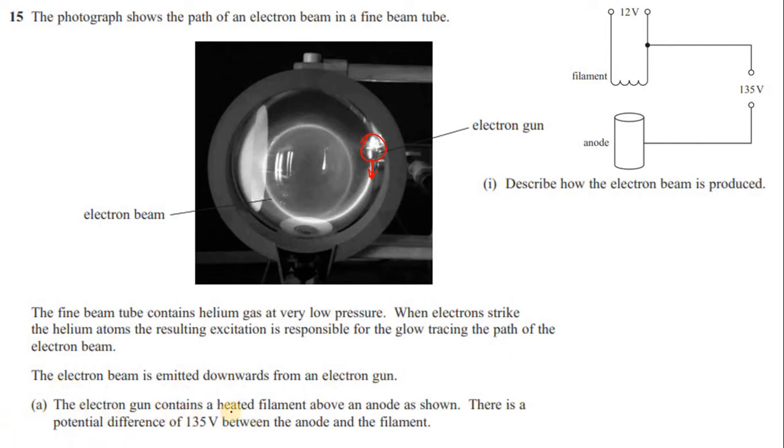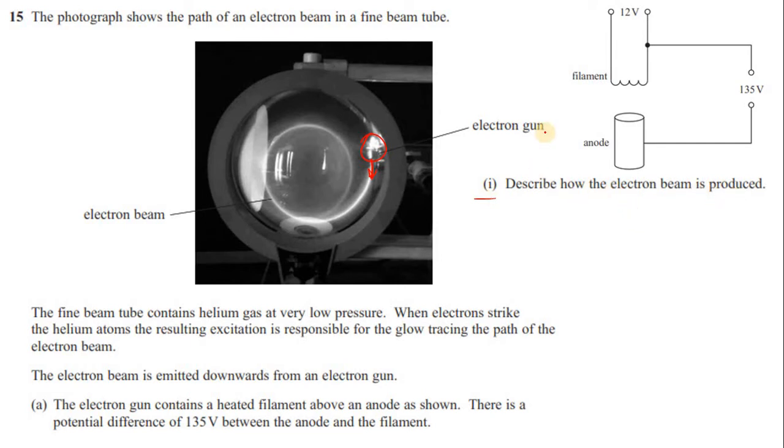The electron gun consists of a heated filament above an anode as shown. This is the second diagram. So we have an anode and a heating filament, and there is a potential difference of 135 volt between the anode and the filament. Question is, describe how an electron beam is produced.